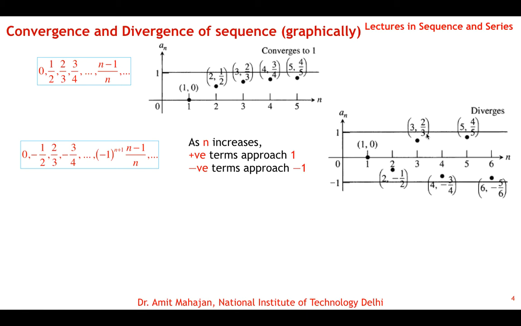So you see the positive terms, the next positive will be here, and they are going towards plus 1. Okay, and these negative terms are going towards minus 1. So when n becomes too large, the positive values will be very close to plus 1 and the negative values will be very close to minus 1. So, because they are not approaching a single finite value, we say that this sequence is a divergent sequence. Okay, so this sequence is diverging.